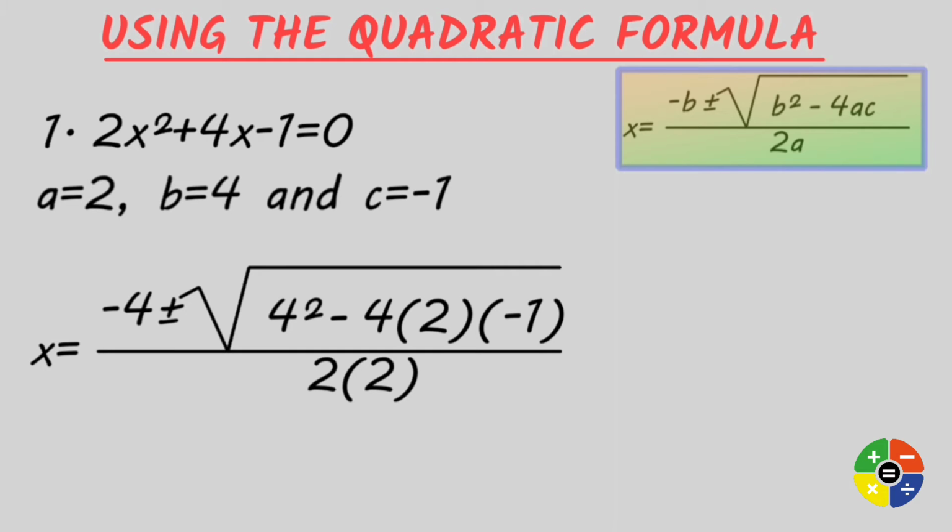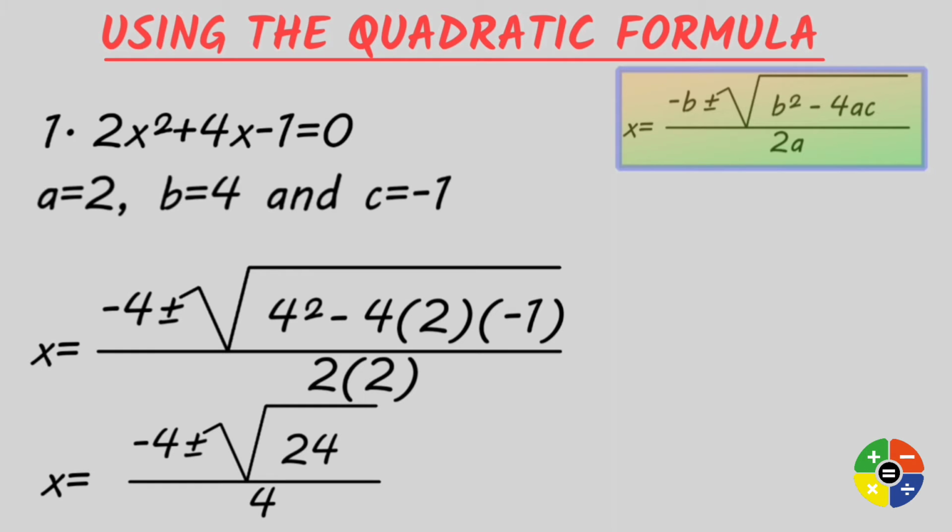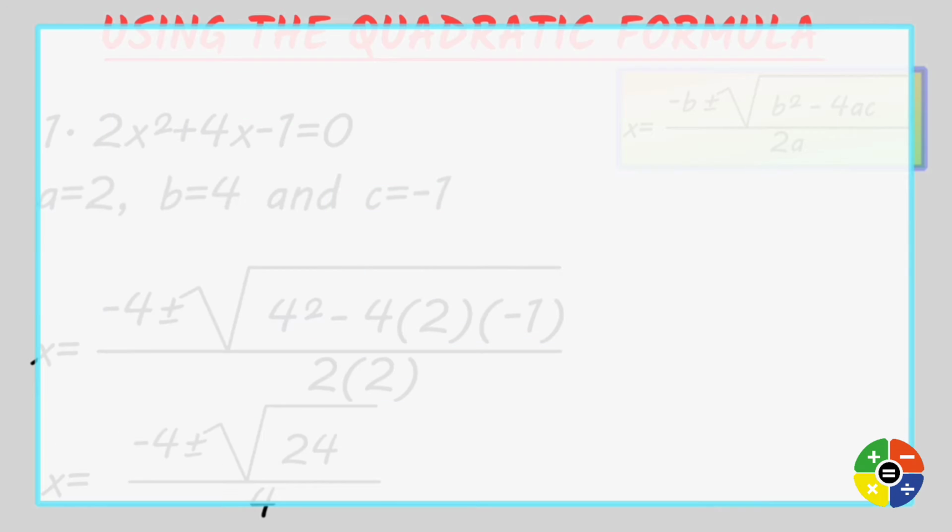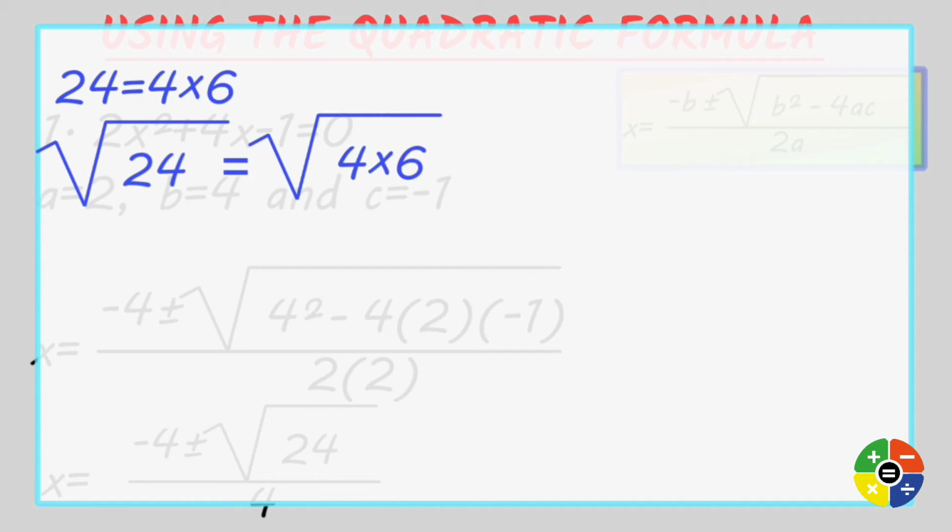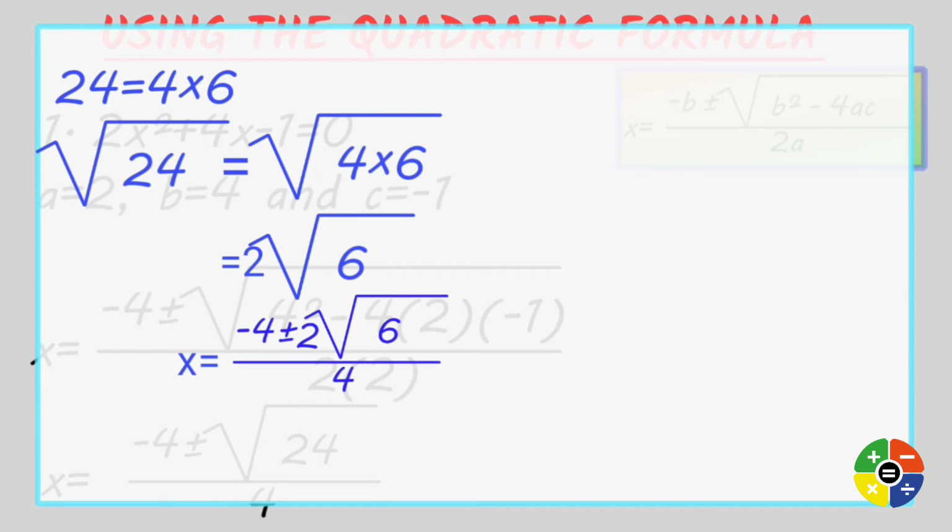Simplifying the quantity in the square root, we obtain x is equal to negative 4 plus or minus the square root of 24, divided by 4. Note that 24 can be written as 4 times 6, and 4 is a perfect square, so the square root of 24 becomes the square root of 4 times 6, which simplifies to 2 root 6. Hence, x is equal to negative 4 plus or minus 2 root 6, divided by 4.